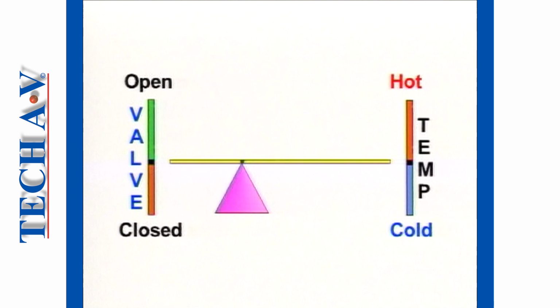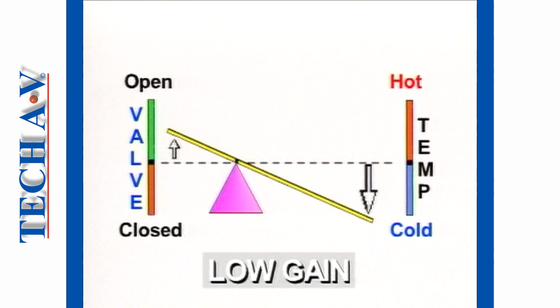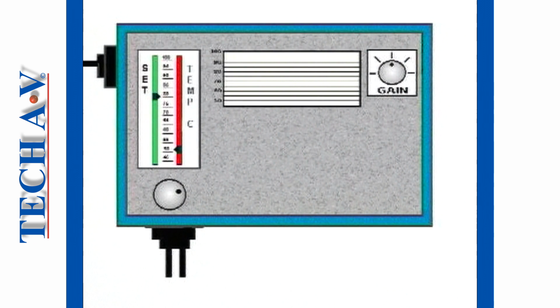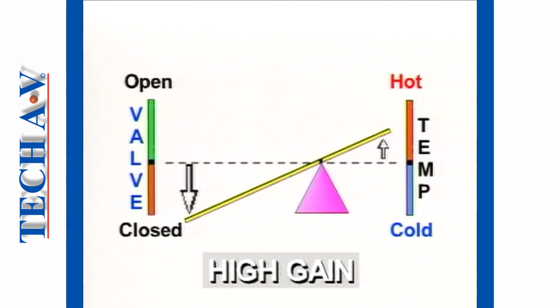Conversely, should we shift the pivot over to the left, then we see that a large temperature change will result in a small valve position movement. We call this low gain. A proportional control device, sometimes called a gain control, works on the principle we have just described. Selecting a high gain will result in a large valve position change in proportion to a small temperature variation.